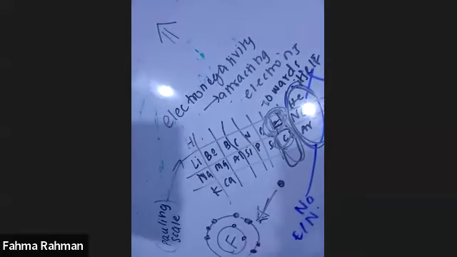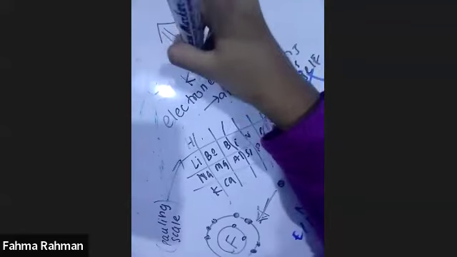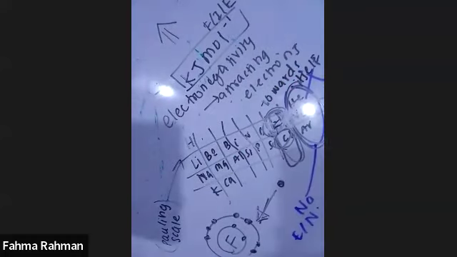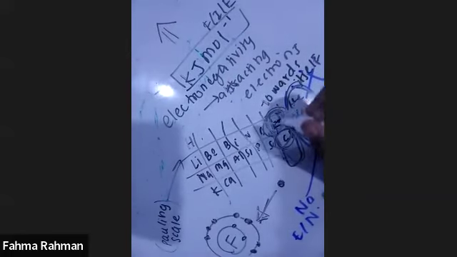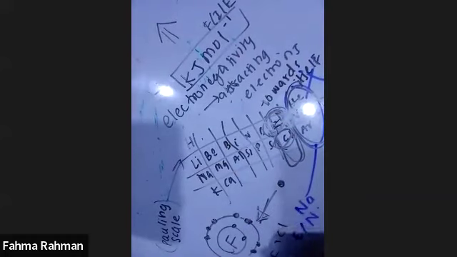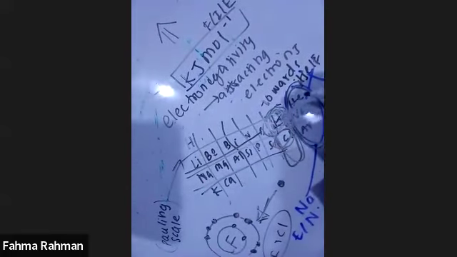The unit of first ionization energy is kilojoules per mole. And if you take electronegativity, it is basically attracting electrons towards itself. Noble gases have no electronegativity. Only fluorine and chlorine have the highest electronegativity. Other elements also have electronegativity, but only fluorine and chlorine have the highest, and electronegativity is measured by the Pauling scale.